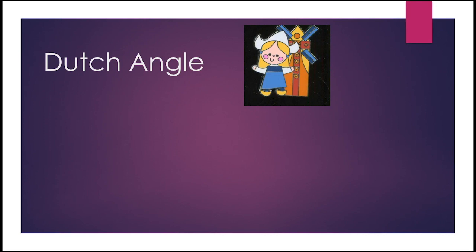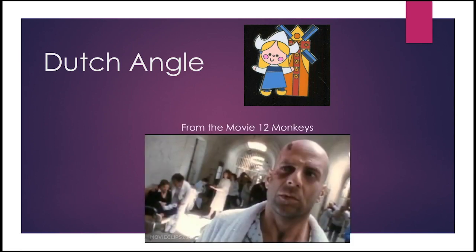A Dutch angle is any time the camera is kind of turned on its side, and this is used to demonstrate confusion or something isn't quite right. You see this in some certain kinds of movies. For example, from the movie 12 Monkeys here, you can see that the background and the character, everything is just off a little bit. And in this scene, what's really trying to visually be communicated is that, hey, something's just not right here. And it helps add to the story.